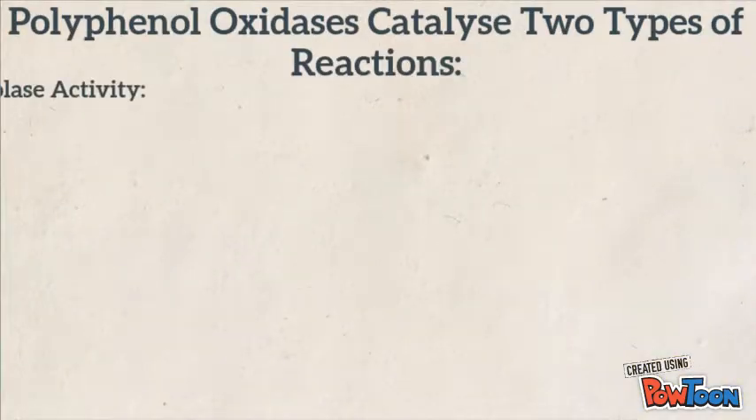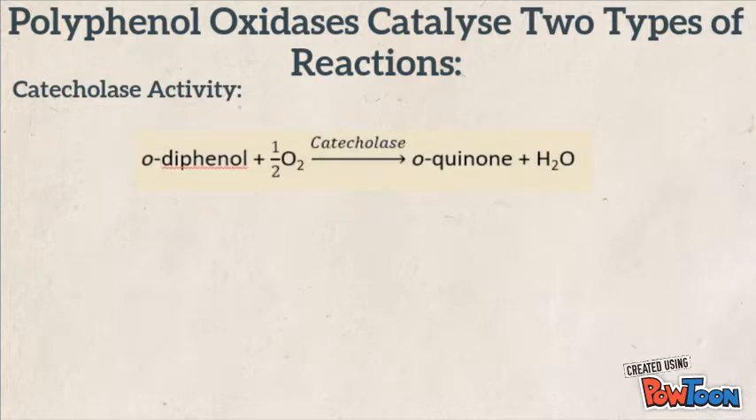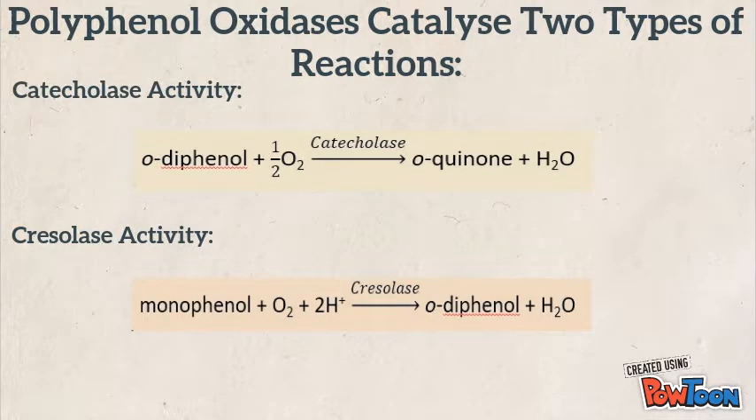Polyphenol oxidases catalyze two types of reactions: catecholase activity, in which orthodiphenols are converted into orthodiquinones, and cresolase activity, in which monophenols are converted into orthodiquinones.